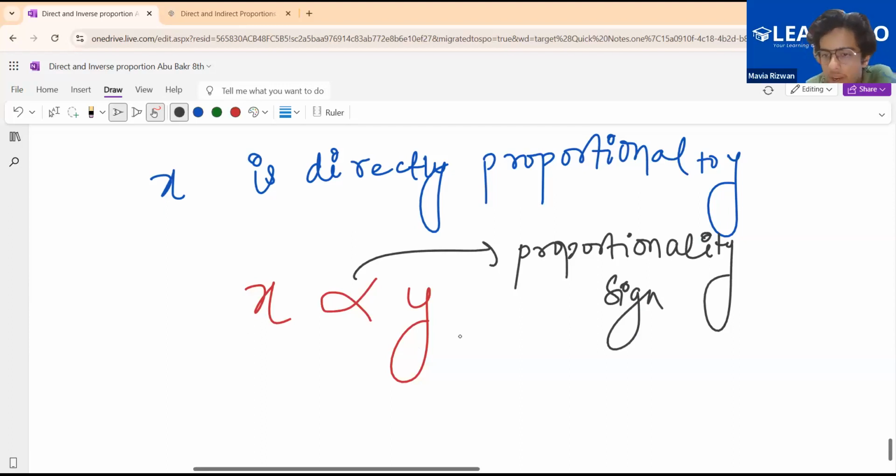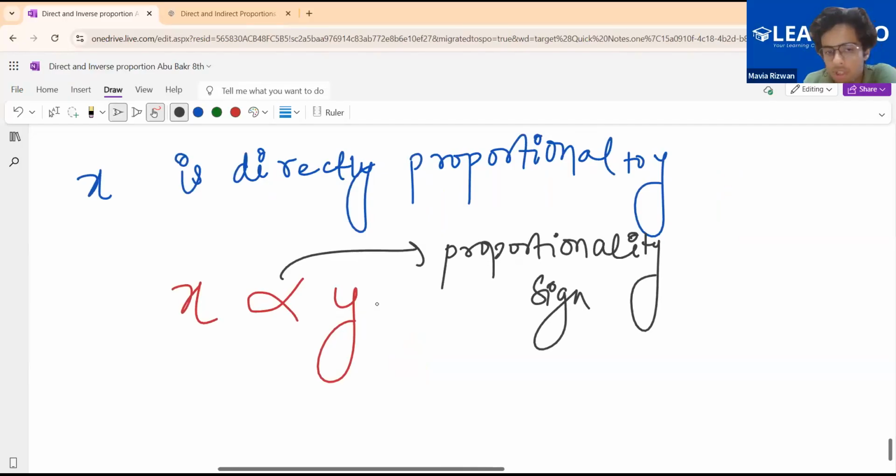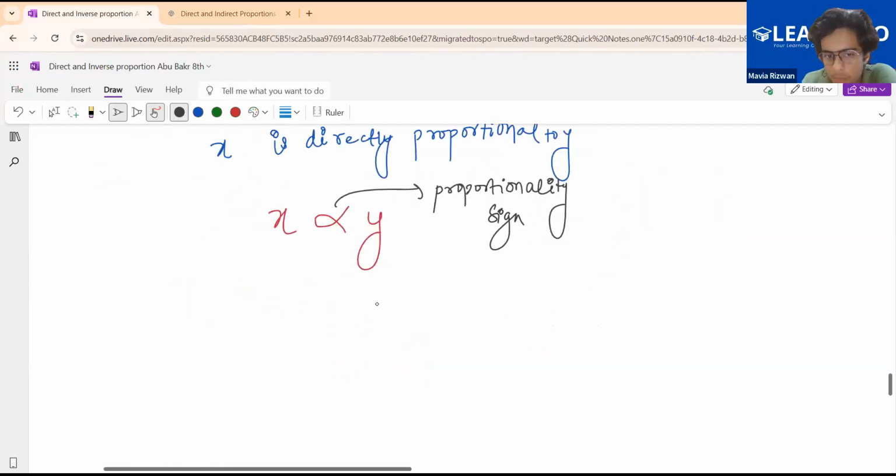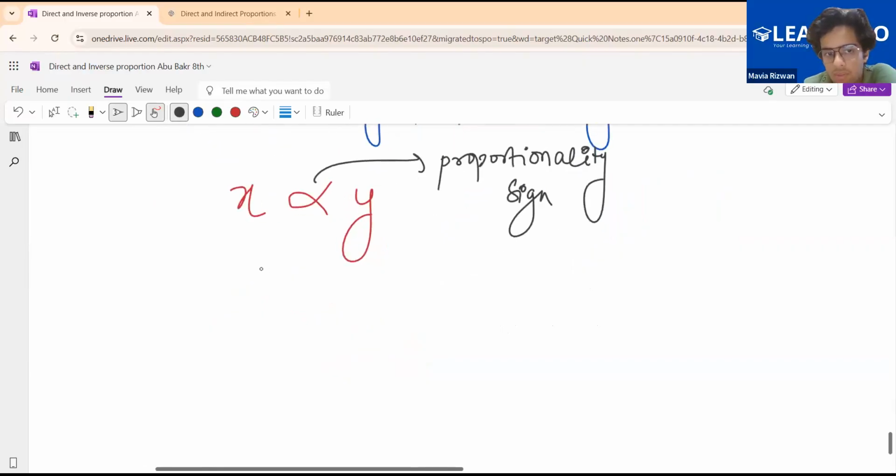x is proportional to y. Okay, Abubakar? Is this clear? We write x is proportional to y. Now, you say, sir, what does this mean, this sign? How can we remove it? Basically, instead of this sign, we put equal to.